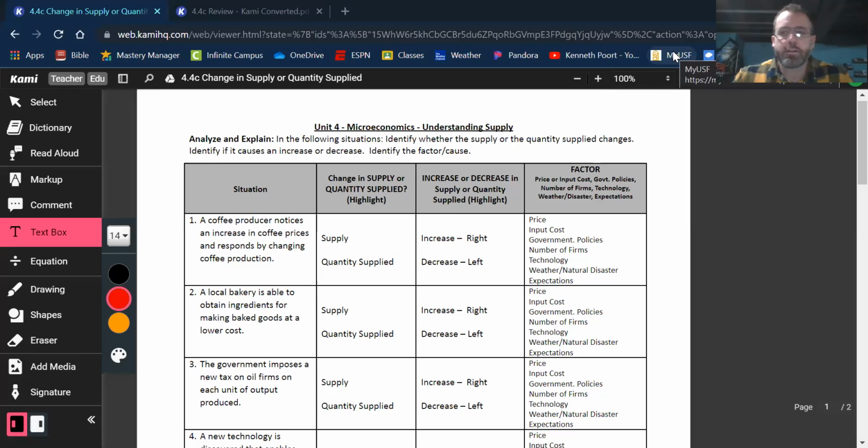All right, guys. For today, I'm going to go over the understanding supply worksheet. So you should have the understanding supply notes done. I know it's kind of a handful of pages in there.